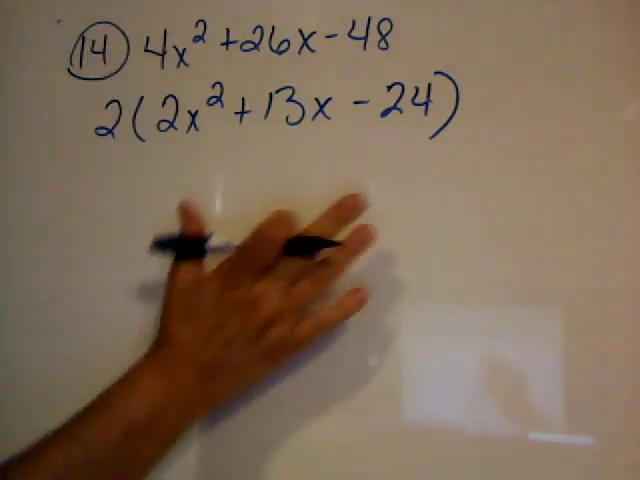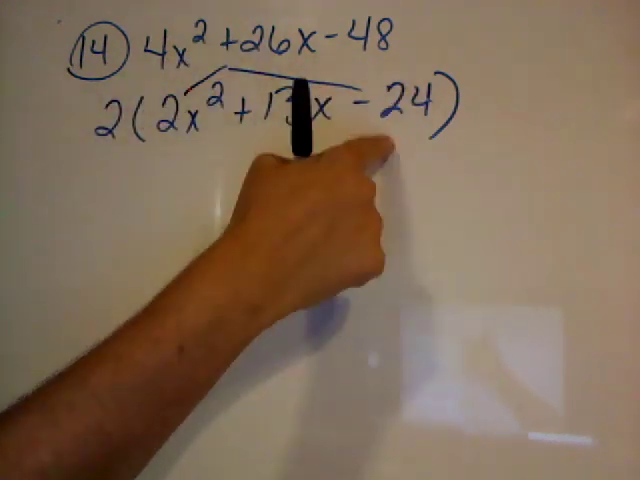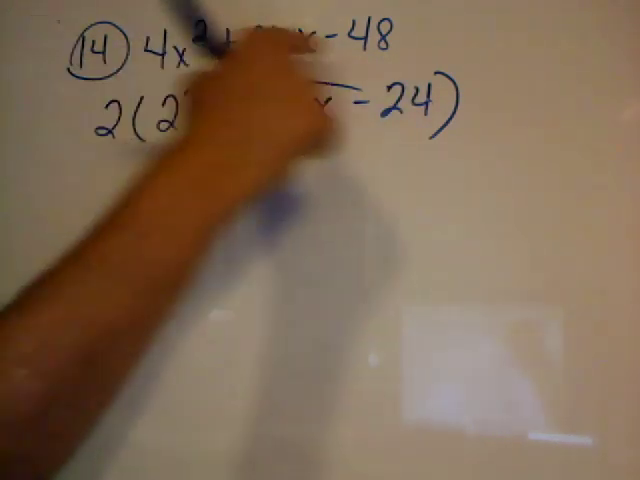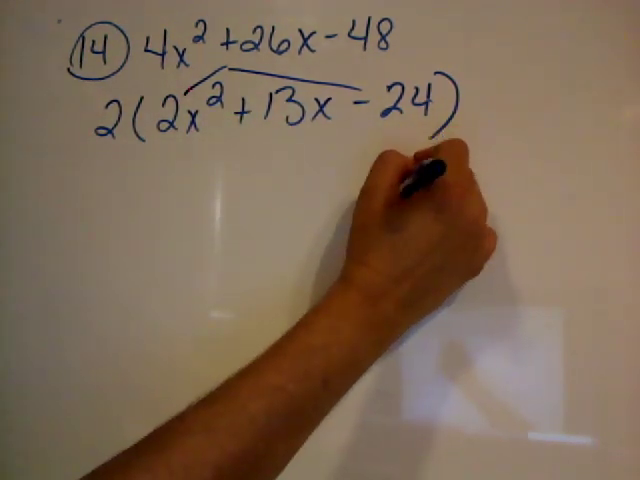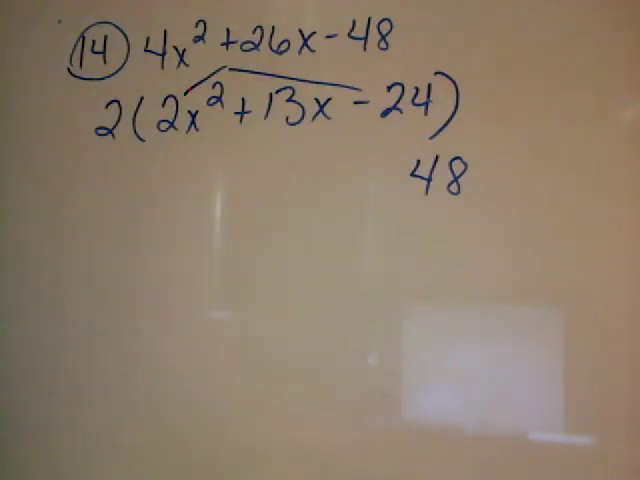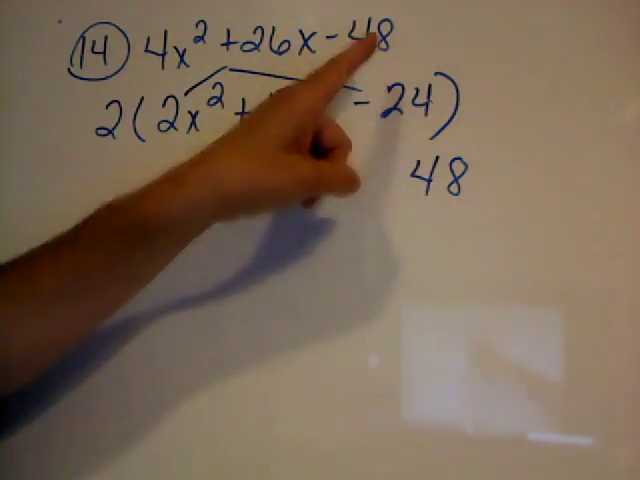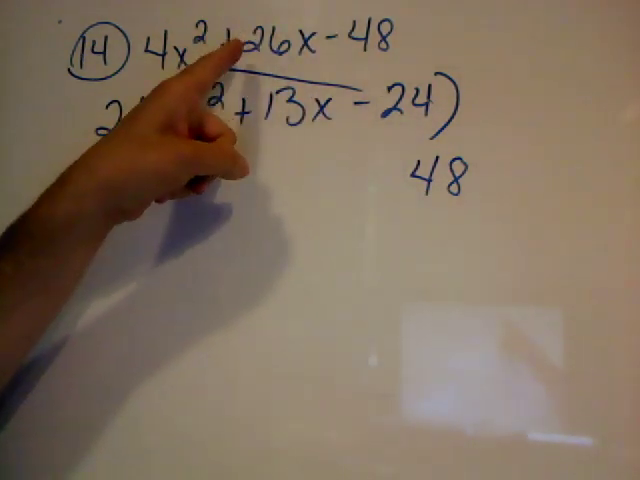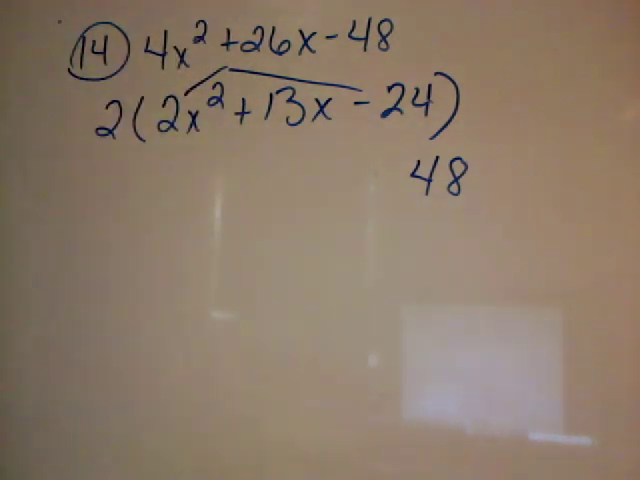Okay, so now this makes this a little bit simpler to work with because now it's 2 times 24 instead of 4 times 48. And 2 times 24 is going to give me 48. Then I need my factors of 48, that when I multiply them I get 48, and when I subtract them I get 26.